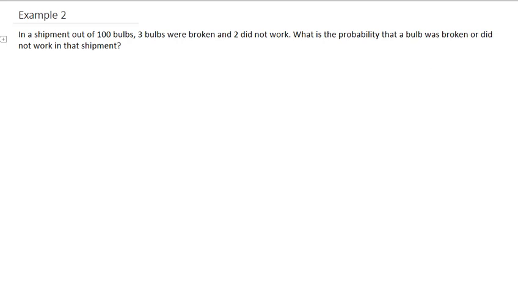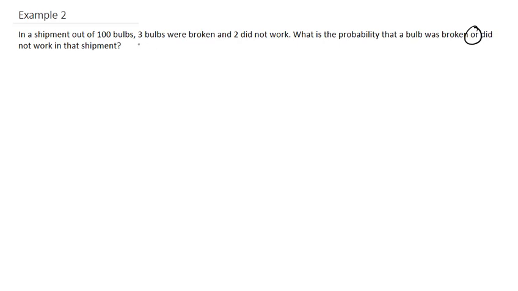Example 2. In a shipment of 100 bulbs, 3 bulbs were broken and 2 did not work. What is the probability that a bulb was broken or did not work in that shipment? So we see that we once again have an OR statement. So when we see an OR statement, that means we need to add the two probabilities together. So the first step is to find them.